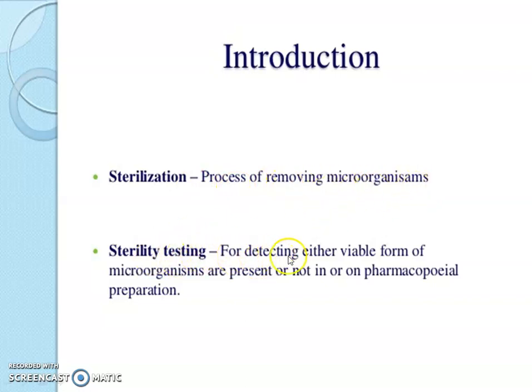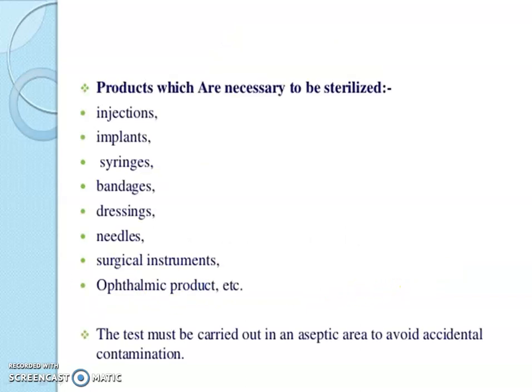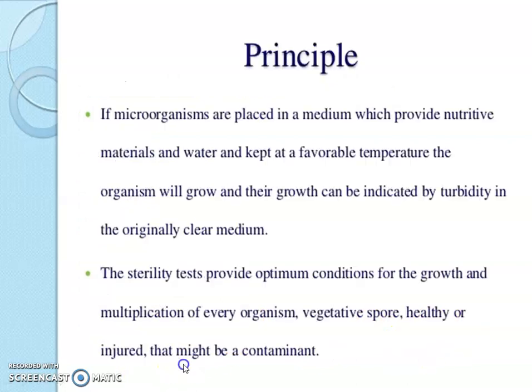Sterility testing is done for detecting whether viable forms of microorganisms are present or not in or on pharmacopoeial preparations. The products which are necessary to be sterilized are injections, implants, syringes, bandages, dressings, needles, surgical instruments, ophthalmic products, etc. The test must be carried out in an aseptic area to avoid accidental contamination.